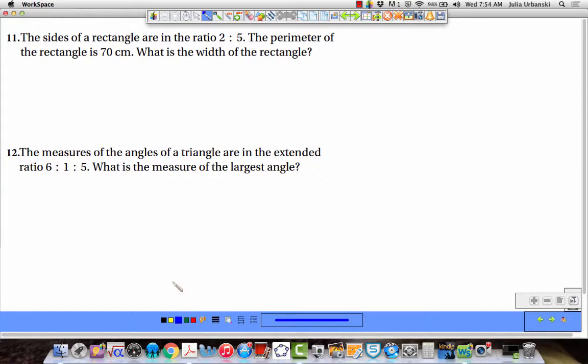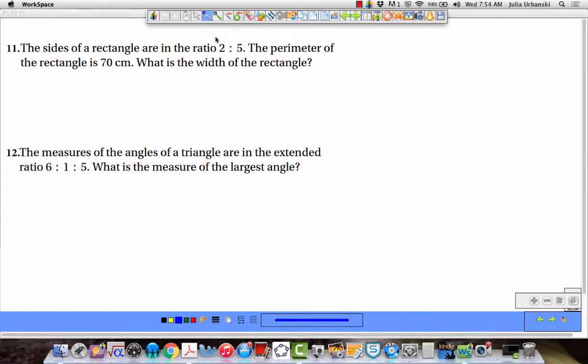Okay. The sides of a rectangle are in the ratio of 2 to 5. We want to think of that as 2x and 5x. Good. That's the first step. The second step is to understand the clues of what they're talking about in the word problem. So what are they talking about? What shape? What should I draw? Rectangle. The sides of a rectangle. And they also told me that I know the perimeter.